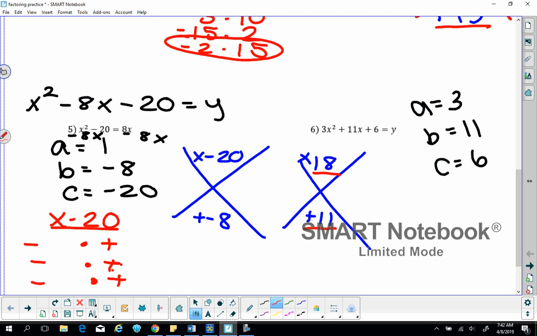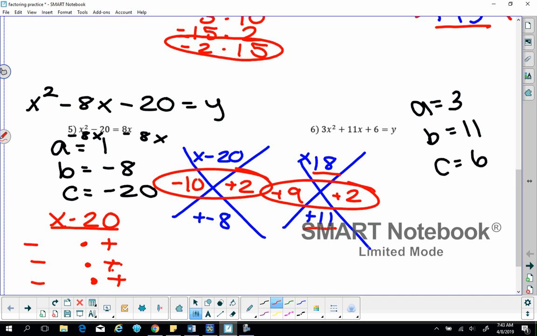Okay, so, Jaslyn, did you get this number 5? Negative, what did you say? Beautiful, positive 2. Perfect. Kamari, did you get this one right here? 18 and 11? Did anyone get it yet? What did you get? 9 and 2, good. 9 times 2 is 18, 9 plus 2 is 11.